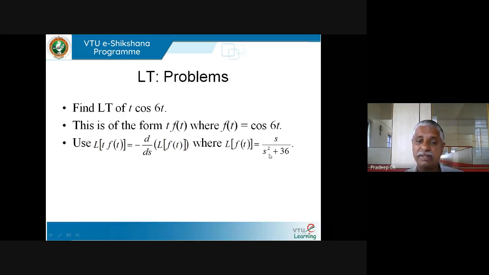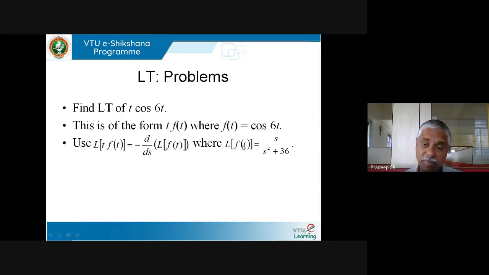How do I differentiate this? And change the sign. Is that clear? I hope so. So I'm using this formula. Previously I used e power at into cos 6t, which I know how to use. You change from s to s minus a. Here I'm using t into ft. You just differentiate the Laplace transform of ft and change the sign.